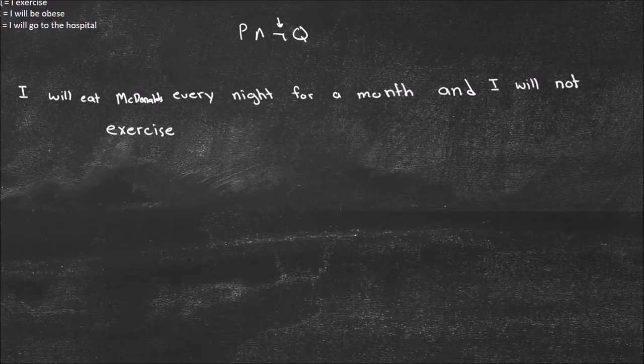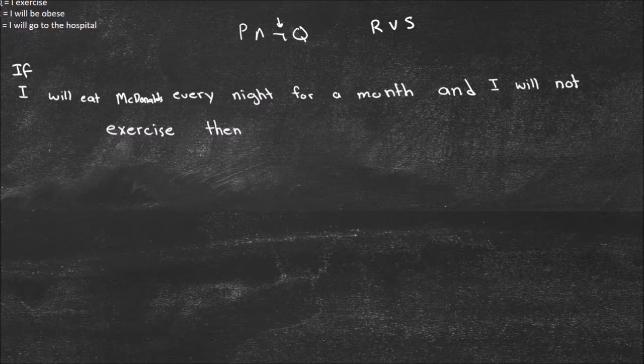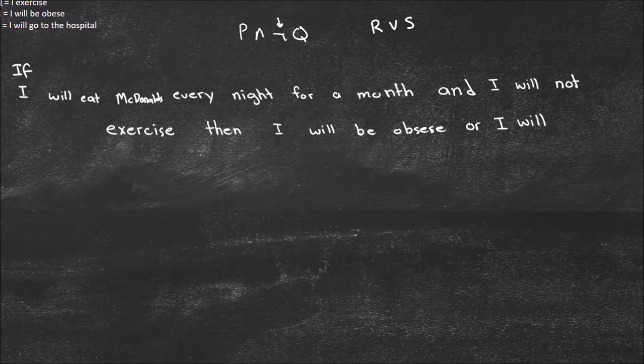And let's see what it says here. It says, if P, then Q. So we really want to say if. Let me write that here. If I will eat McDonald's every night for a month, and I will not exercise. Now we say then. That's that implication there. That's the arrow. We say then. Now what happens? What's R and S? R or S. Then I will be obese or I will go to the hospital, right? Because it's just a simple statement. And notice that the or is not an exclusive or.